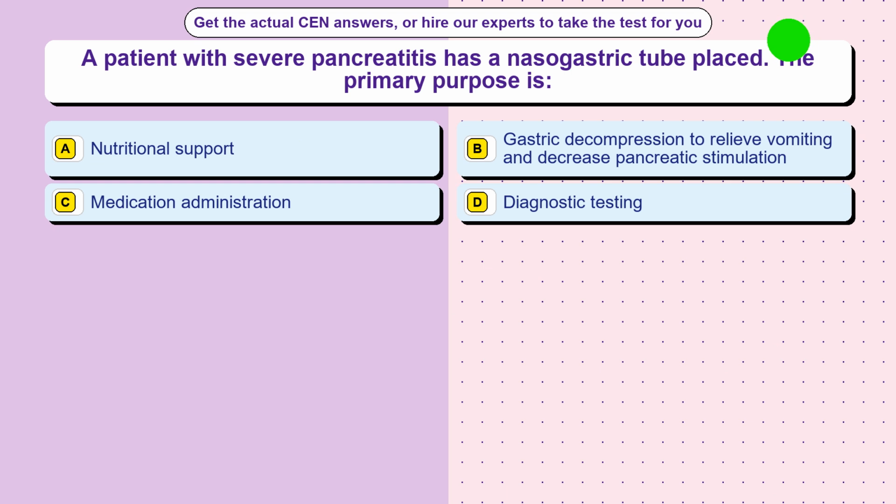Question 5. A patient with severe pancreatitis has a nasogastric tube placed. The primary purpose is: Option A, nutritional support. Option B, gastric decompression to relieve vomiting and decrease pancreatic stimulation. Option C, medication administration. Option D, diagnostic testing.